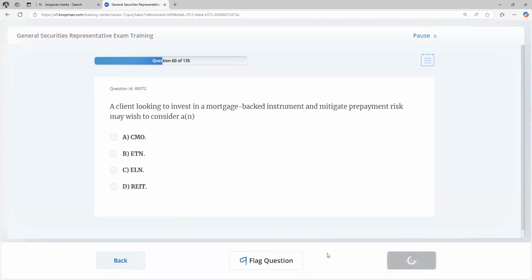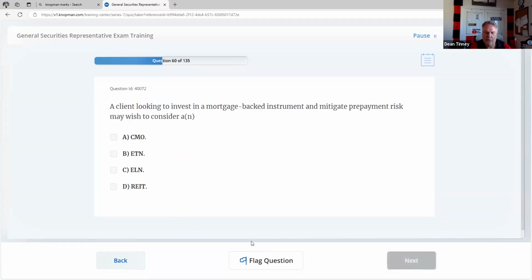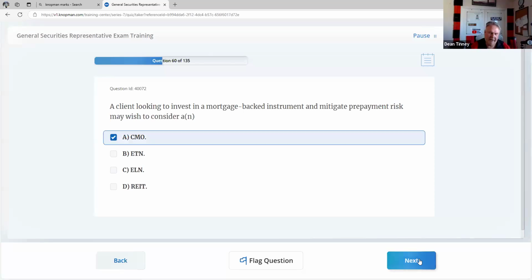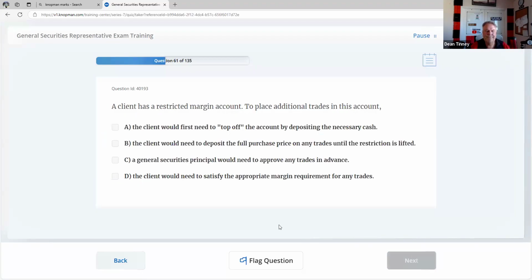Okay. A client looking to invest in a mortgage-backed instrument and mitigate prepayment risk should consider a CMO. Yeah, that's the whole point of carving it up, right? Some people have less prepayment risk, some people have more.